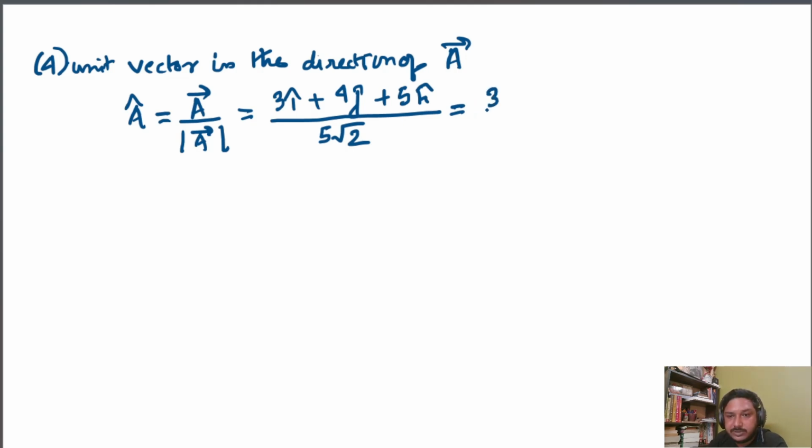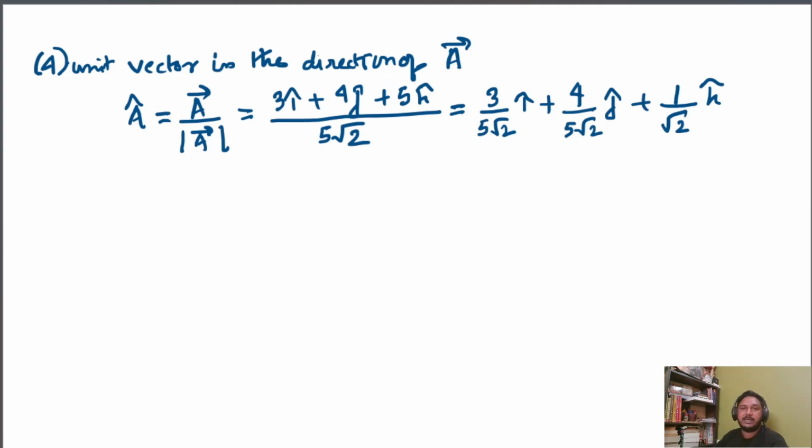So basically it is 3 by 5 root 2 i cap plus, or you can keep it like this also, but it's better to separate them. 4 by 5 root 2 j cap, and then we have 5 by 5 root 2, so it is basically 1 by root 2 k cap. So this is the unit vector along vector A. So we divide the vector by its magnitude, and then we get the unit vector.